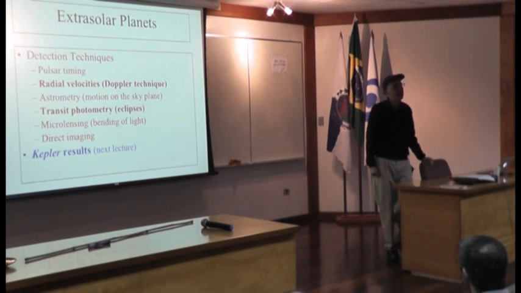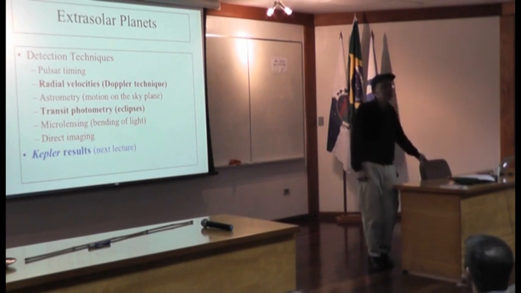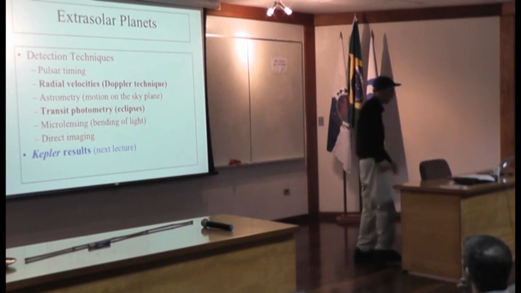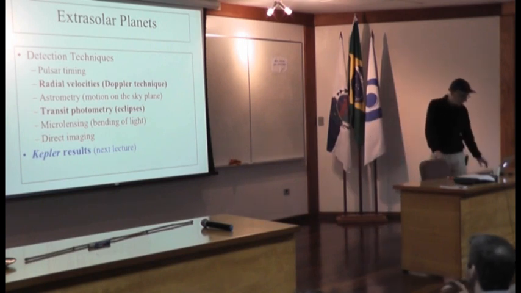The four giant planets in our solar system emit about twice as much energy as they absorb from the sun. And the difference is from the cooling from the heat of their formation. And these planets that we're imaging directly are younger and more massive, so they're releasing a lot more energy. And then in my next lecture, I'll talk about Kepler results.